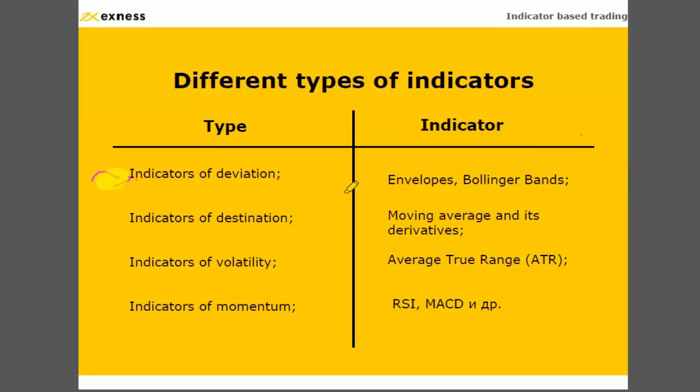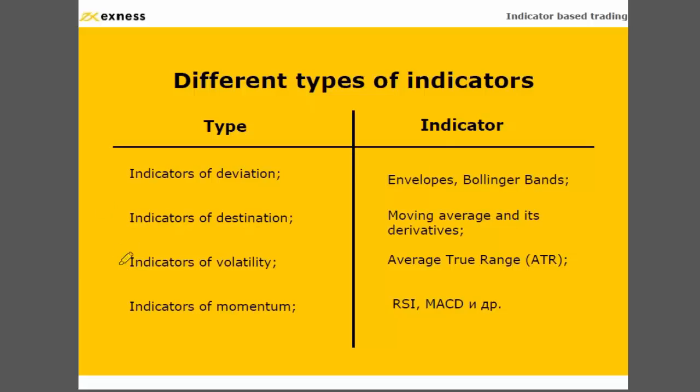Indicators of deviation, such as envelopes, Bollinger Bands. Well, most of the time I use envelopes. Then there are indicators of direction. Many of you use moving averages. I also use moving averages in my trading. Some traders use derivatives of moving averages, such as MACDs and stochastics. Well, it's not a derivative of moving average, sorry. MACD is the distance between moving averages. I don't use it. I will explain later why.